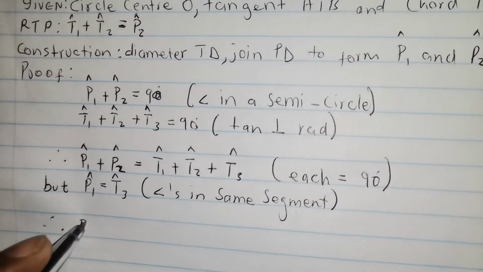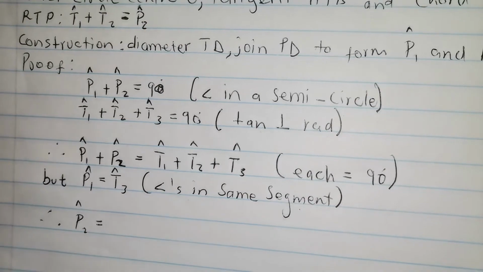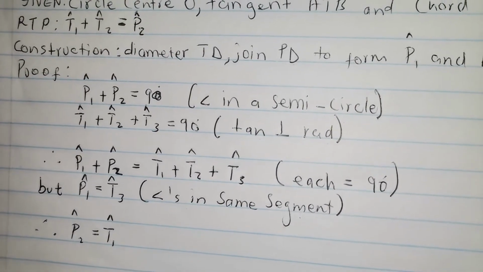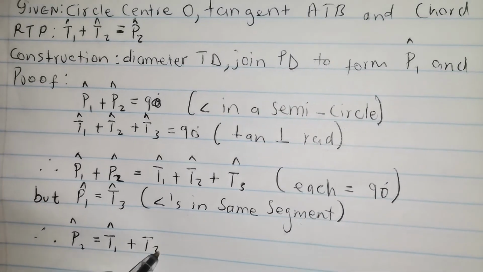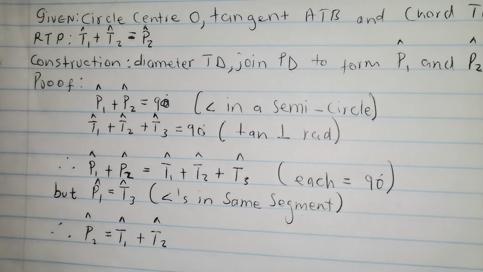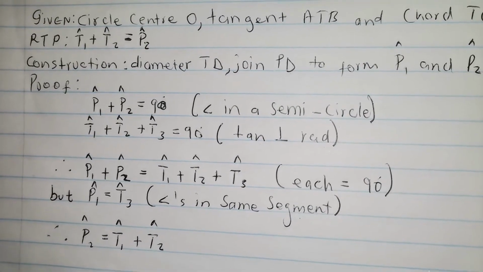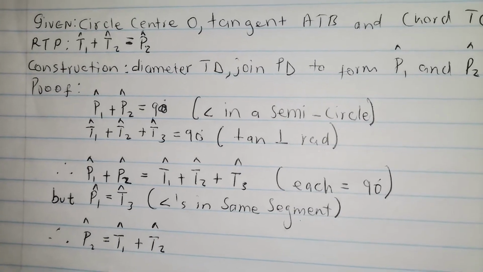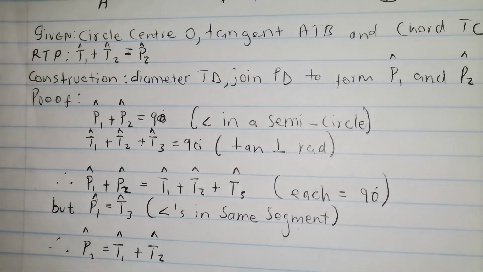So therefore, P2 is equal to T1 plus T2. I hope you understand the theorem, guys. You can just prove it by yourself, or you can pause the video and do it by yourself, or just go back and start the video again so that you can clearly understand the theorem.